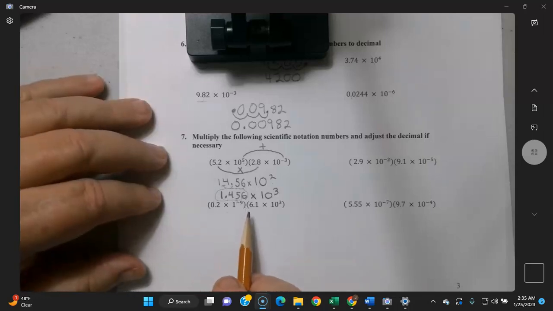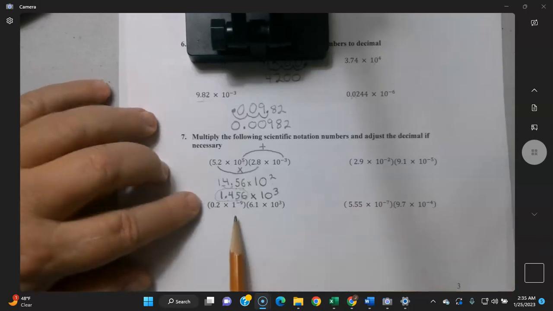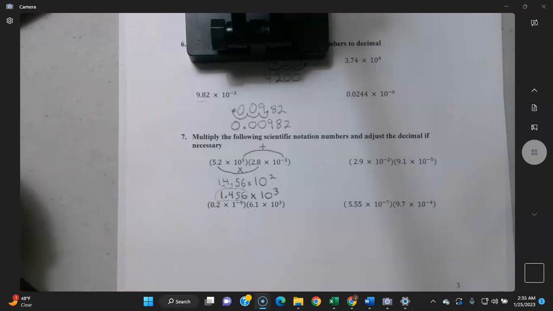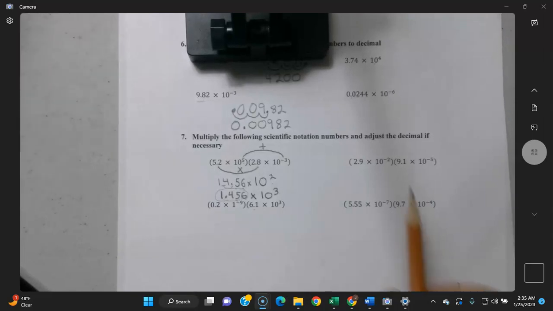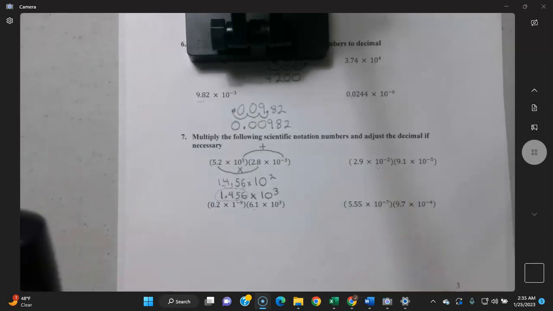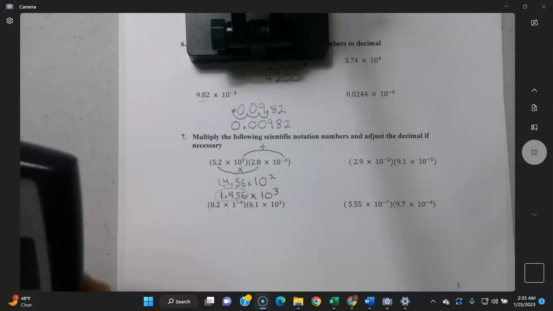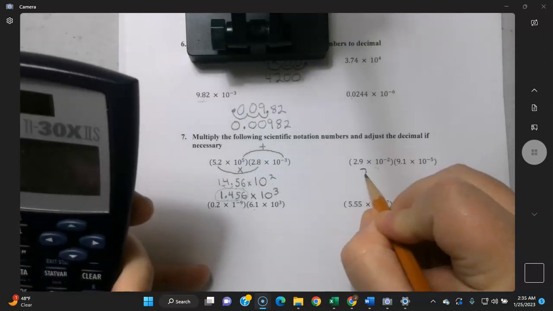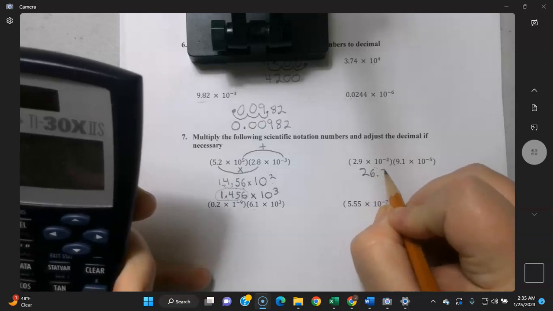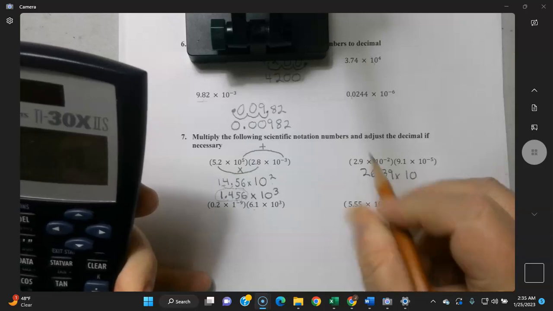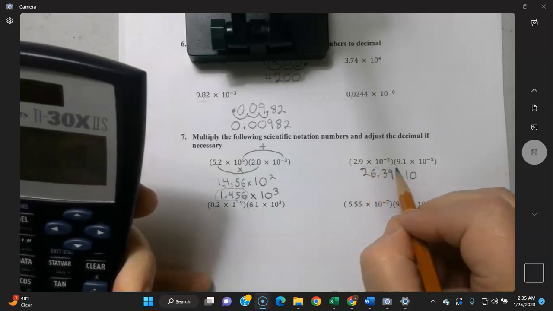Okay? All right, let's go ahead and multiply this one down here, let's do this one over here. This one's actually kind of easy because you'll find you don't need to make the decimal adjustment here. Multiplying 0.2 times 6.1 will give you a number that is between 1 and 9.999. So let's do one more over here. It's 2.9 times 9.1. And that gives us 26.39 times 10. And I should have written that I multiplied these two right here.